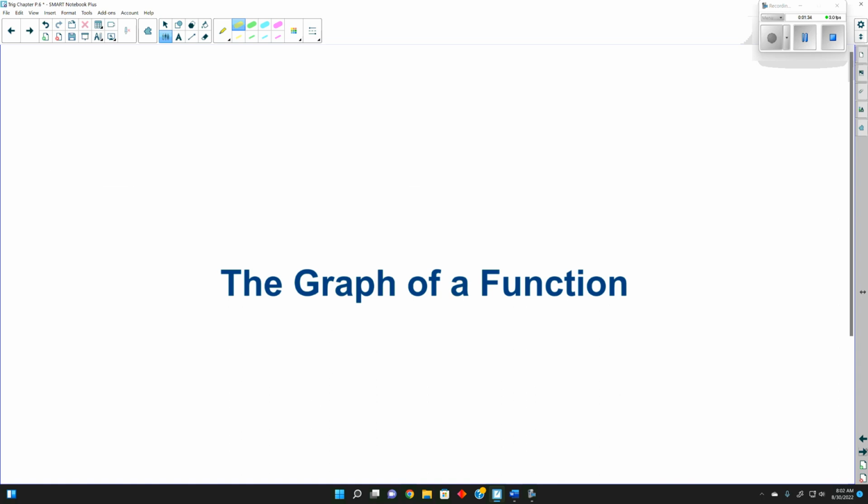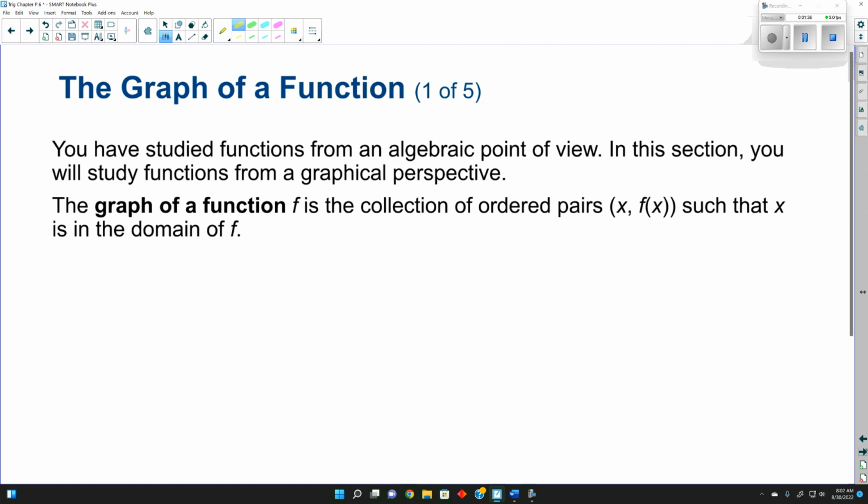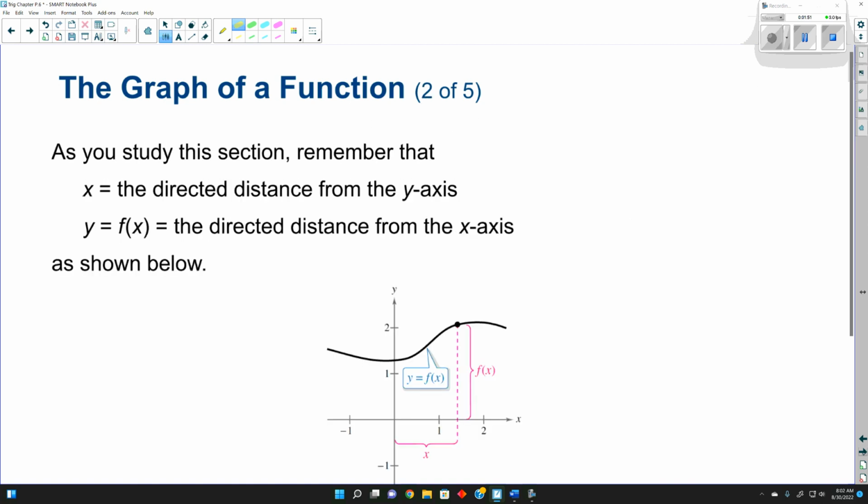The graph of a function. From an algebraic point of view, the graph of a function is the collection of ordered pairs. It's the collection of points connecting the domain and range, the x and y values. That's all a graph is, and it helps us visually see what the function looks like. X is equal to the directed distance from the y-axis. Y equals f of x equals the directed distance from the x-axis, our x and y values, input, output.